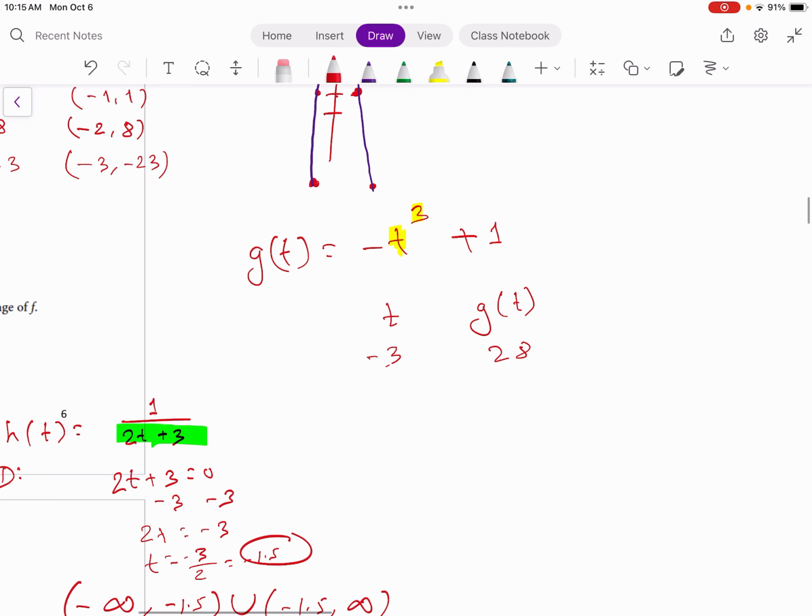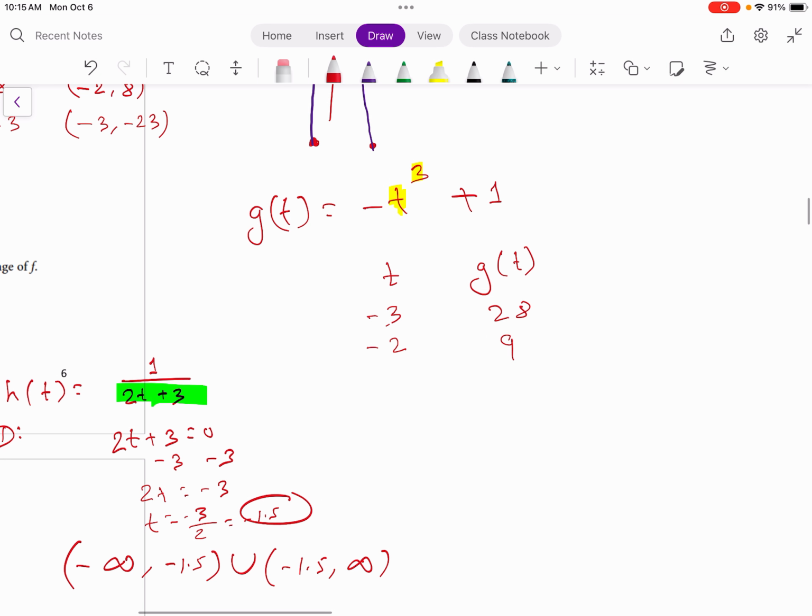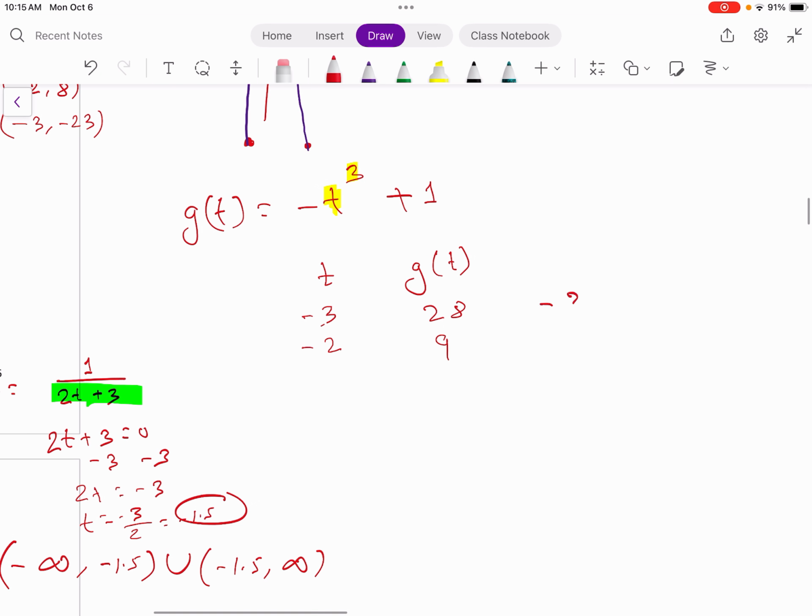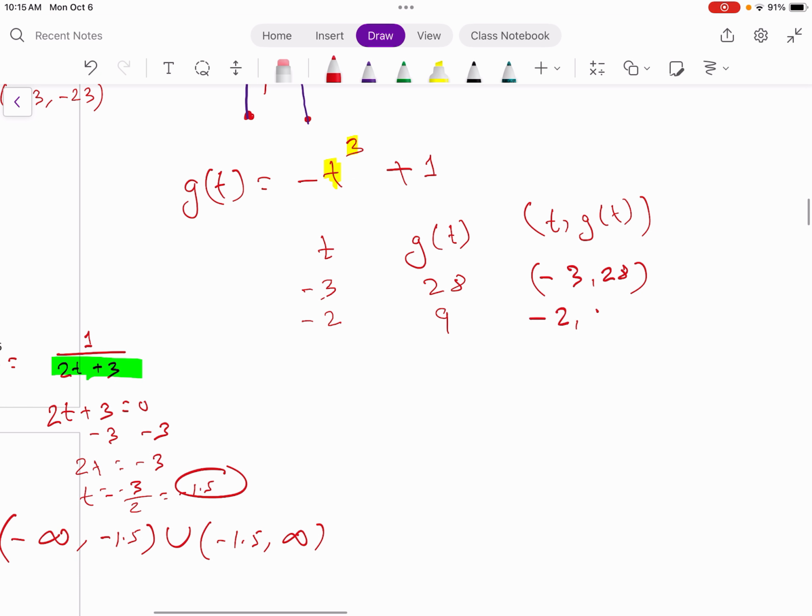So this is 28. Let's take -2. So if our t is -2, you replace t by -2. Cube of -2, that is -8. We have a negative in front, that makes +8 plus 1, 9. So we have one point here, -3, 28. So t, g of t, it gives a point. So the second point is negative 2, 9.